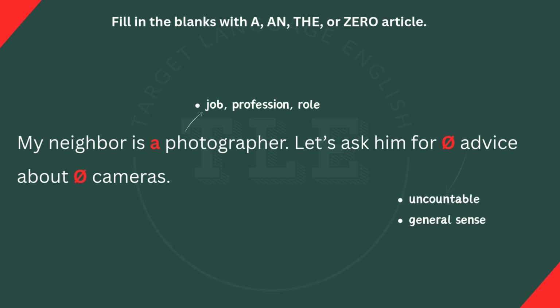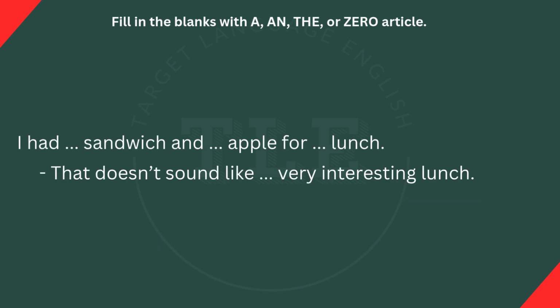The noun advice is uncountable, and here it's used in a general sense, not one specific piece of advice. So it takes zero article. The noun cameras is a plural, countable noun used in a general sense. We're not talking about particular cameras already known to us, just cameras as a category, so it also takes zero article.